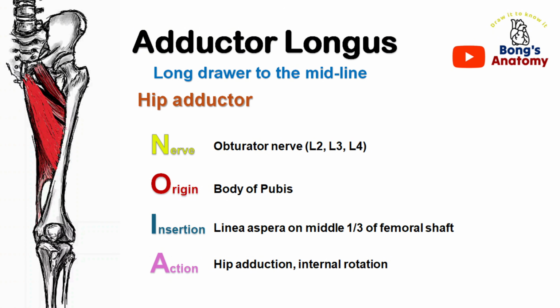Adductor longus, the longer one, and older brother of the adductor brevis. Innervated by the obturator nerve, originating from the body of pubis, inserts into the linea aspera or middle 1/3 of the femoral shaft. Action is the same.